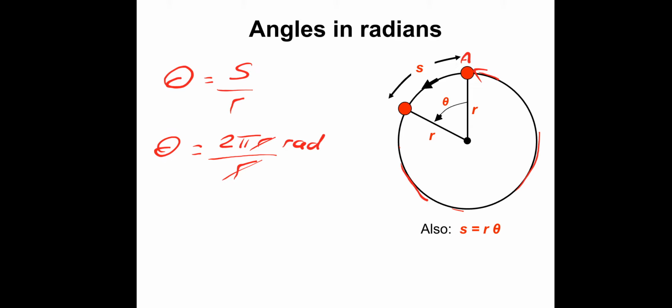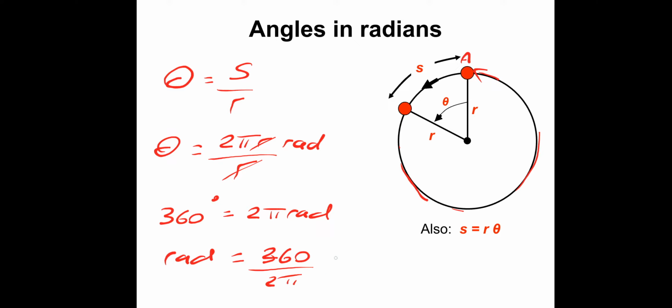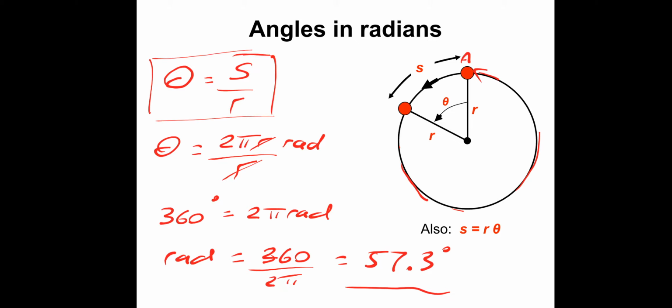And the angle that we've swept through is 360 degrees. So what we can say from that is that 360 degrees is equal to 2π radians. So a radian, if you don't already know this, would simply be 360 divided by 2π, which is 57.3 degrees. That's where it comes from, this equation. Right, let's move on.